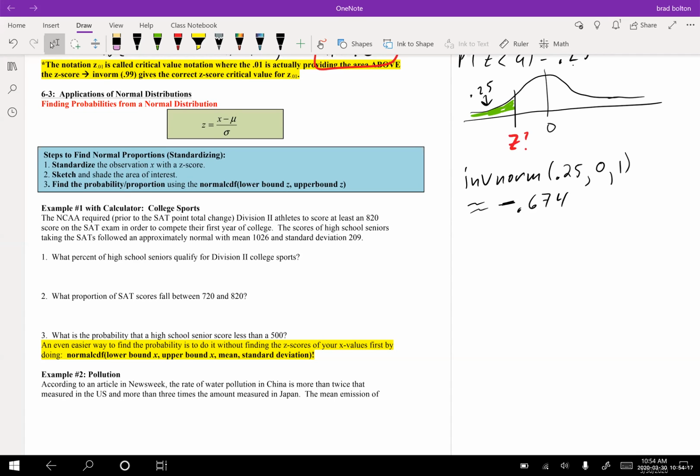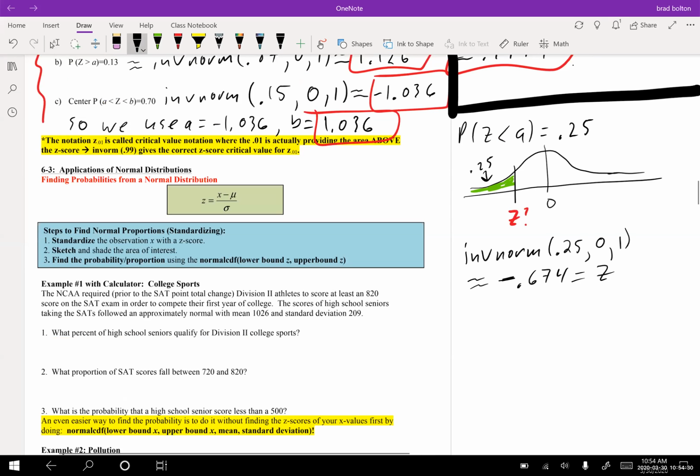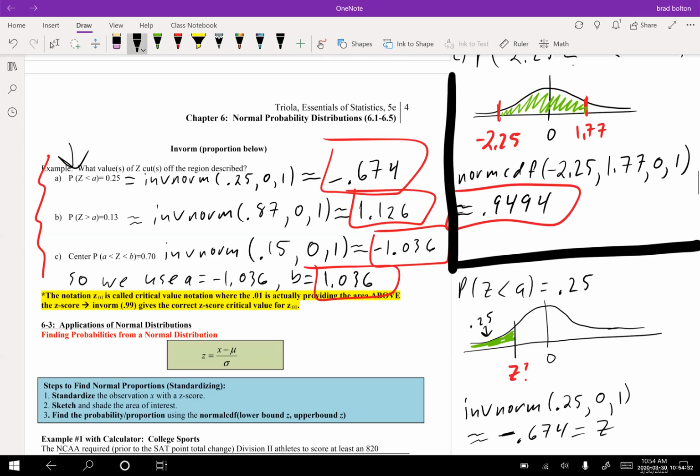So we have our negative 0.674. We are saying this is our Z. That is our Z-score, okay? So this is the opposite of what we were doing in the previous problems. In the previous problems up here, we were finding the probability and trying to make it happen.